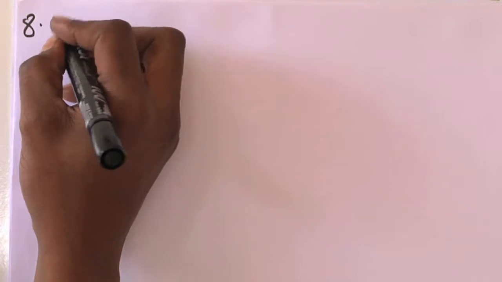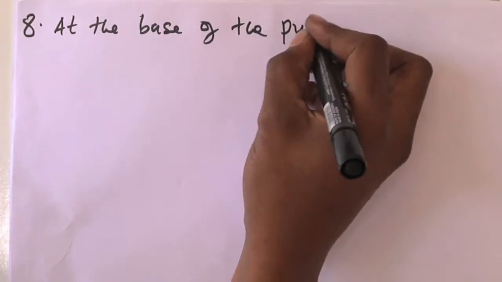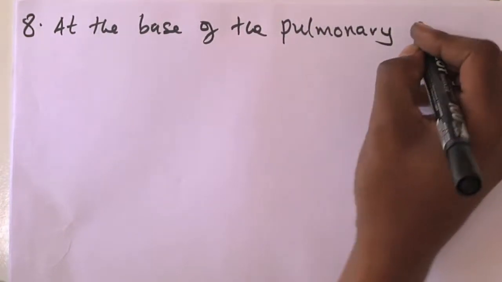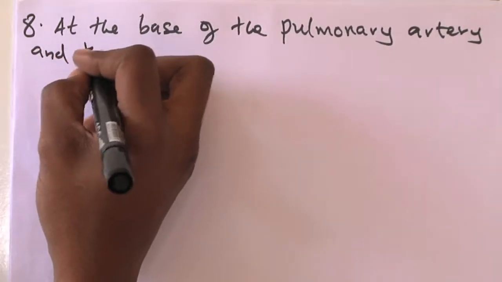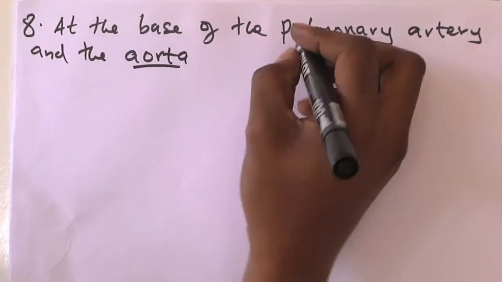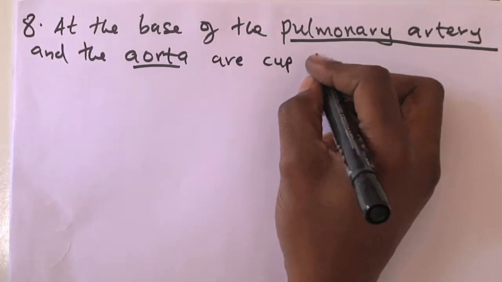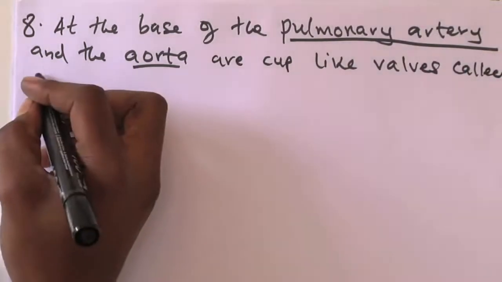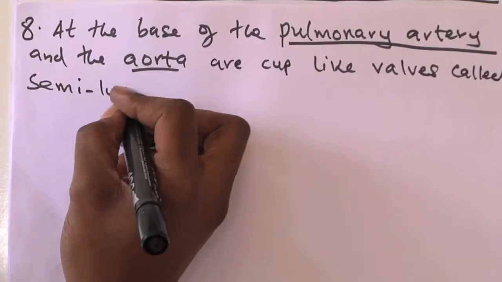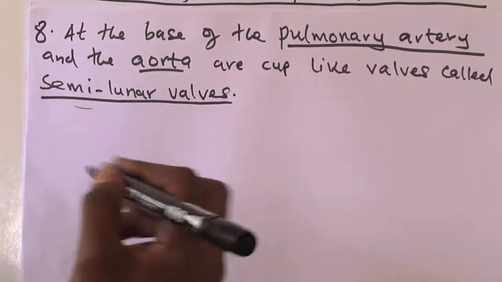So another function of one of the internal parts of the heart is that at the base of the pulmonary artery, and we are talking at the base, and the aorta, there are cup-like valves called semilunar valves. Semilunar valves.